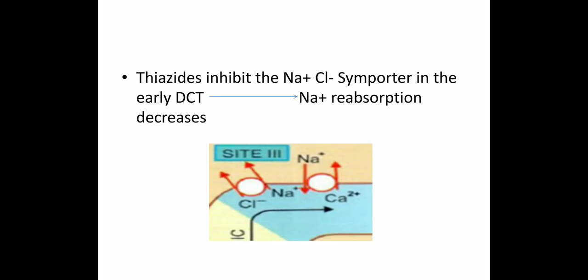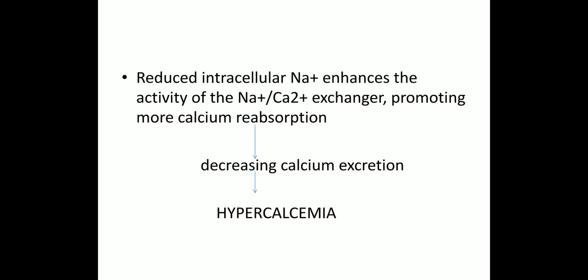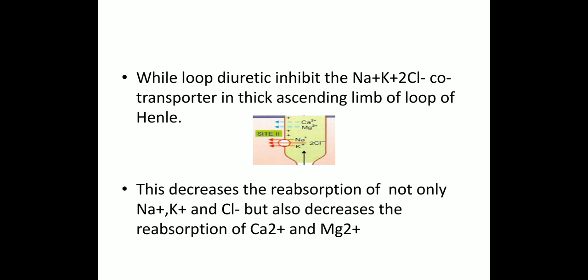As you can see in the picture, alongside the sodium chloride symporter, there is a sodium calcium exchanger, and when this symporter is inhibited, sodium reabsorption decreases, this exchanger is activated, and it promotes more calcium reabsorption. And when there is more calcium reabsorption, there is a decrease in calcium excretion, and that leads to hypercalcemia because there is more calcium in the blood. Now why does loop diuretic cause hypocalcemia?